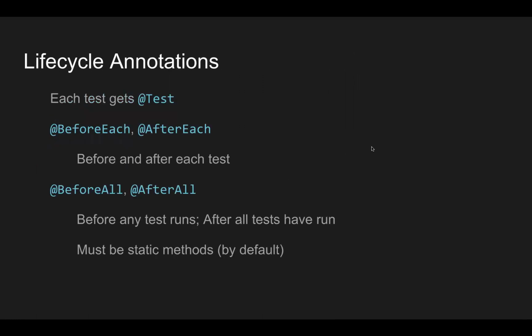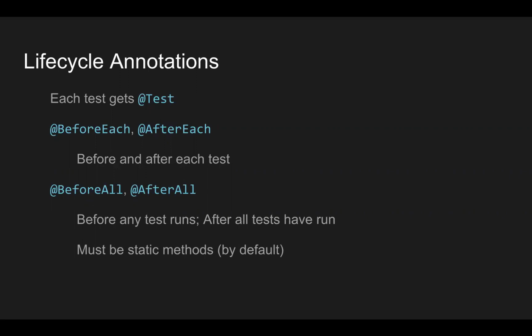The lifecycle annotations have changed. In JUnit 4 and earlier, we had @Before and @After, and we had @BeforeClass and @AfterClass. Now they're called @BeforeEach and @AfterEach, which is normal. And we have @BeforeAll and @AfterAll, which means run once before any of the tests and once after they're all completed. One of the changes is that @BeforeAll and @AfterAll methods have to be static now, because the @BeforeAll runs before they even instantiate the class.